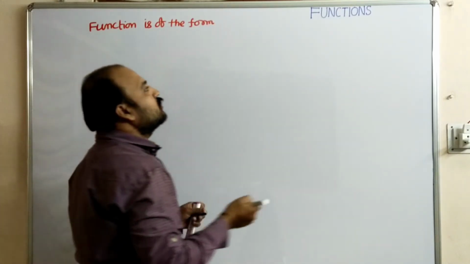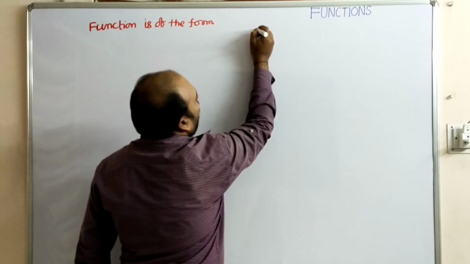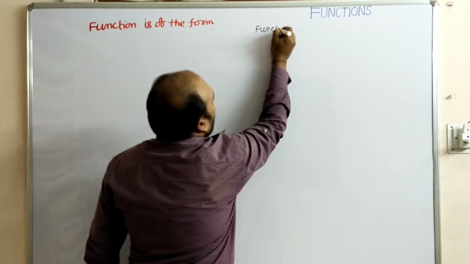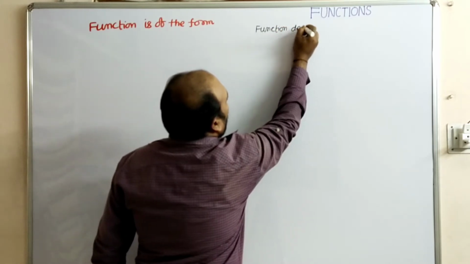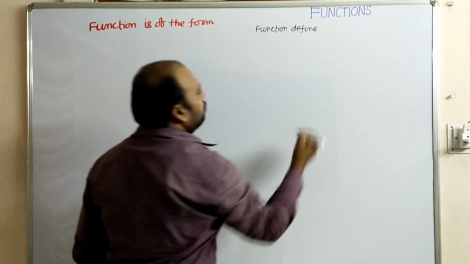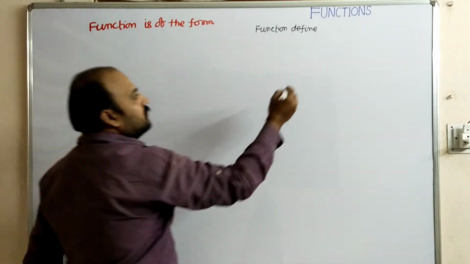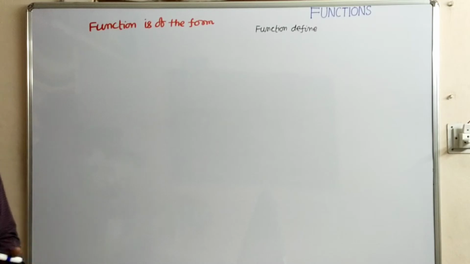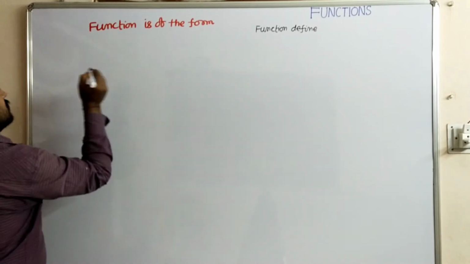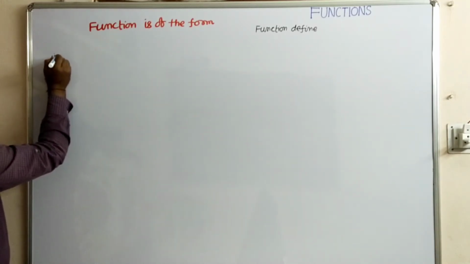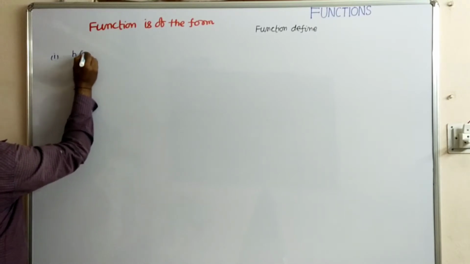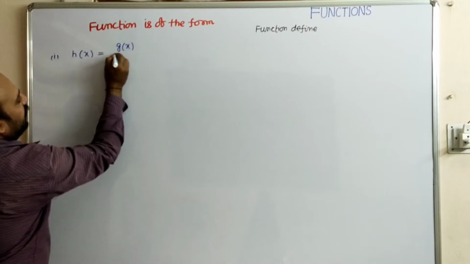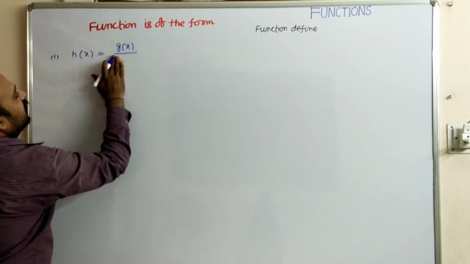When is the function going to be defined? So first, the first model: h of x is equal to g of x divided by f of x.